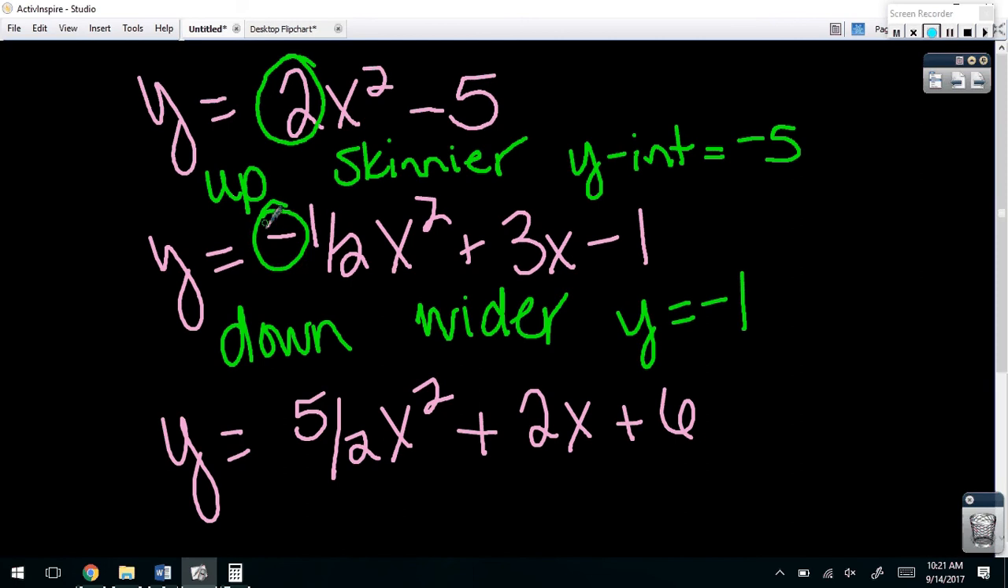Look at the last one. Up or down? Up, because A is positive. Think before you answer this. It's going to be skinnier because it's an improper fraction, and that fraction is bigger than 1. 2.5, bigger than 1, makes it skinnier than average. And your y-intercept is going to be 6. Good job. All right, do we feel okay with that?